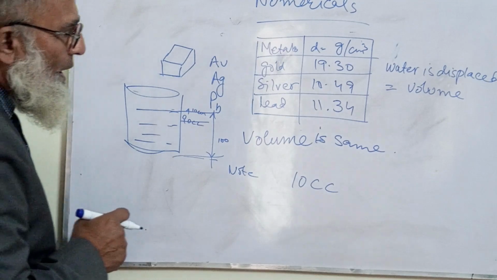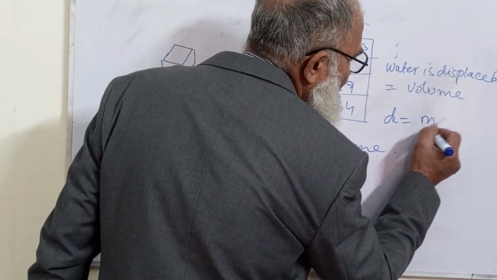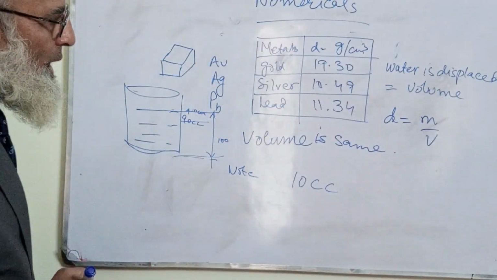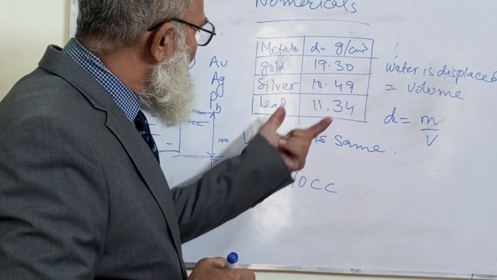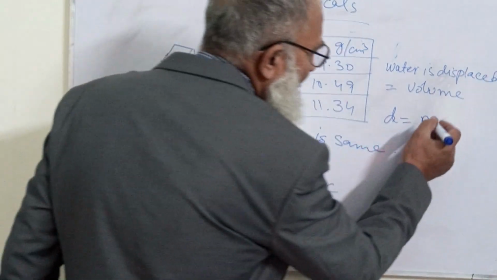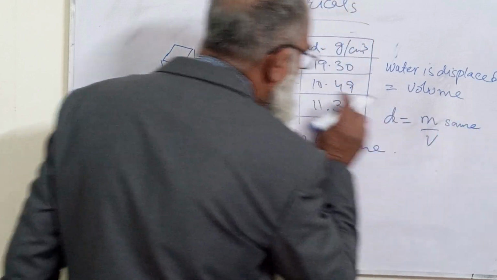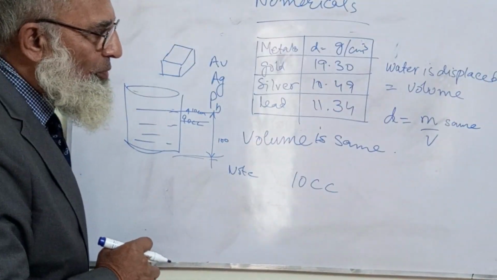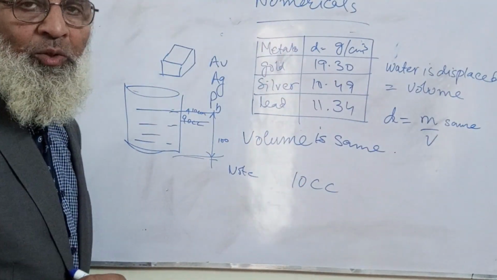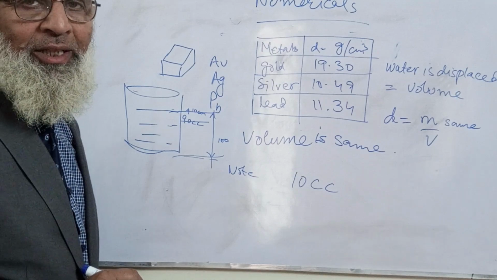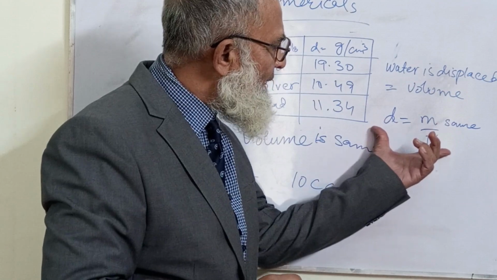Now, what is the density? Density is equal to mass per unit volume. For example, the mass is the same for all the cubes. When mass is the same, that means volume is different for all, because we have to check the density.